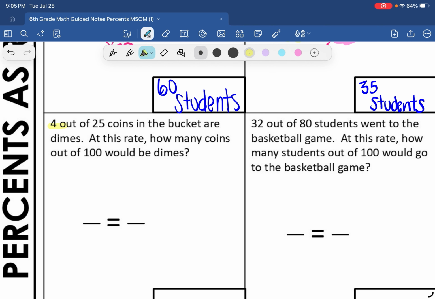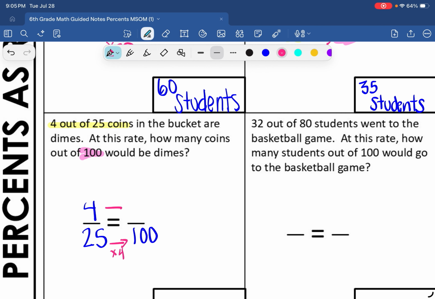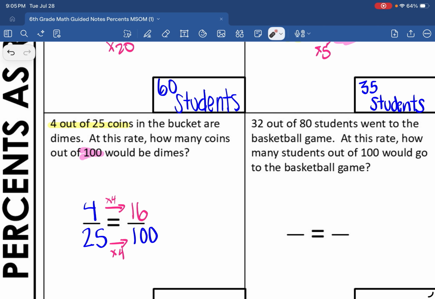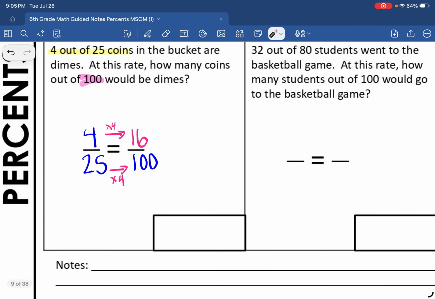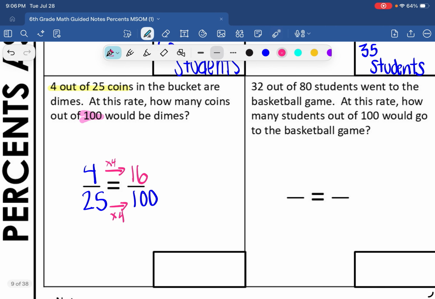4 out of 25 coins in the bucket are dimes. At this rate, how many coins out of 100 would be dimes? So let's write our ratio, 4 out of 25, and then out of 100. Looking for a multiplicative factor, again, I can see it horizontally. 25 times 4 is 100, so 4 times 4 is 16. Again, if you don't know that 25 times 4 is 100, I can divide 100 divided by 25, and that will give me my multiplicative factor. So we would expect 16 coins to be dimes.